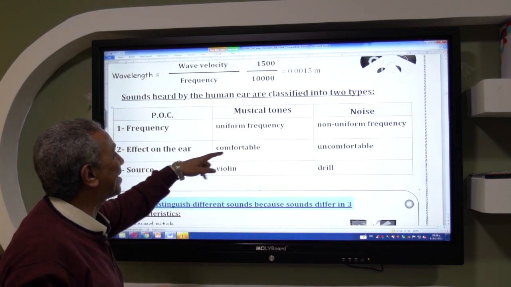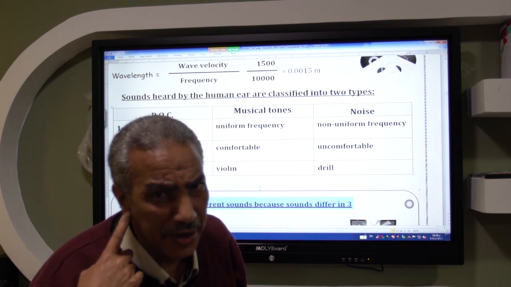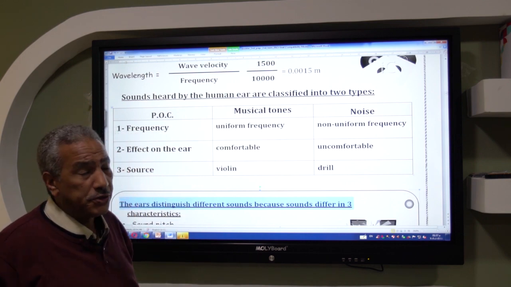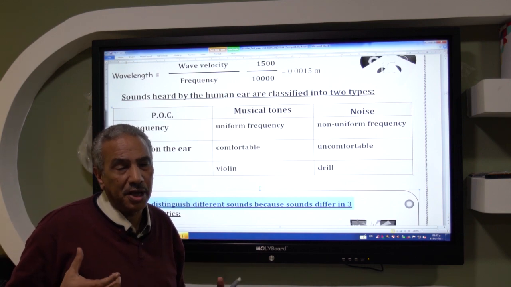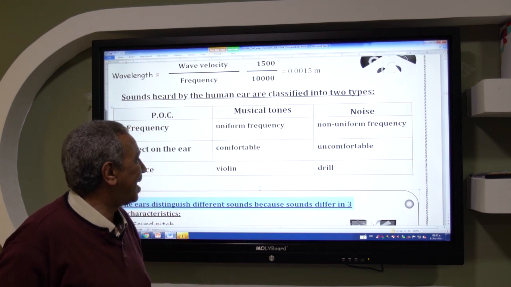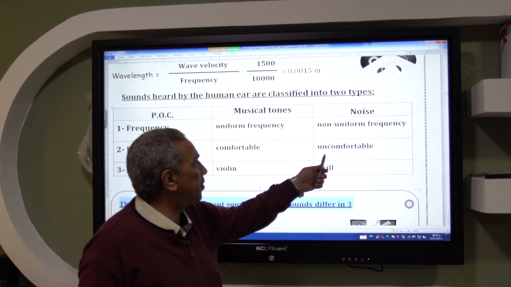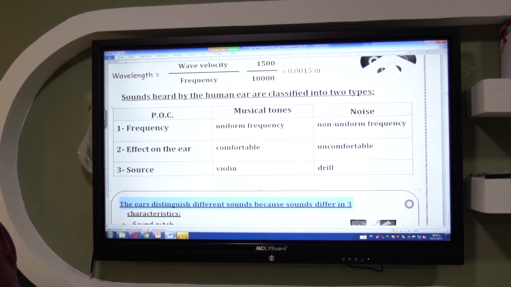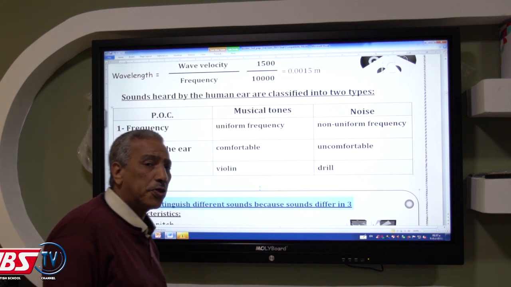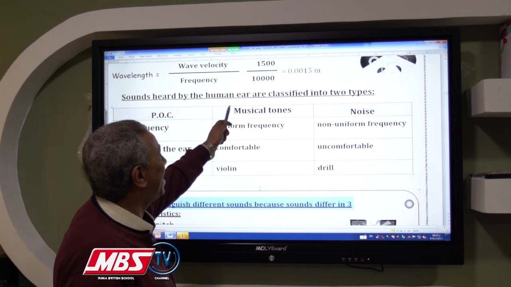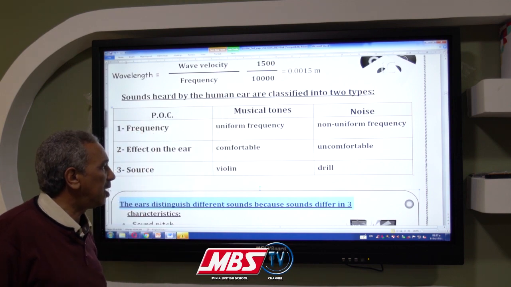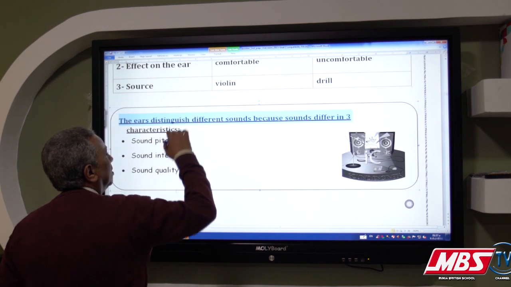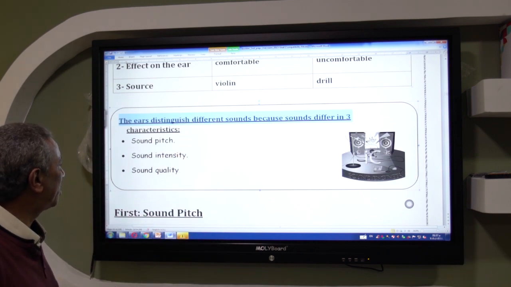The second one is the effect on the ear. If you are hearing musical tones, your ear is comfortable. Comfortable means a good feeling and no bad effect on the ear. But in the case of noise, like drilling or the horns of cars, this is uncomfortable for the human ear. For example, one kind of musical instrument is the violin, and an example of noise is the drill. A drill is the tool used to make a hole in the ground.